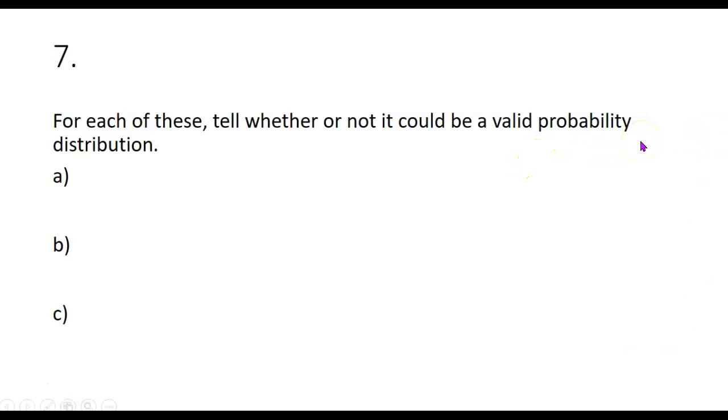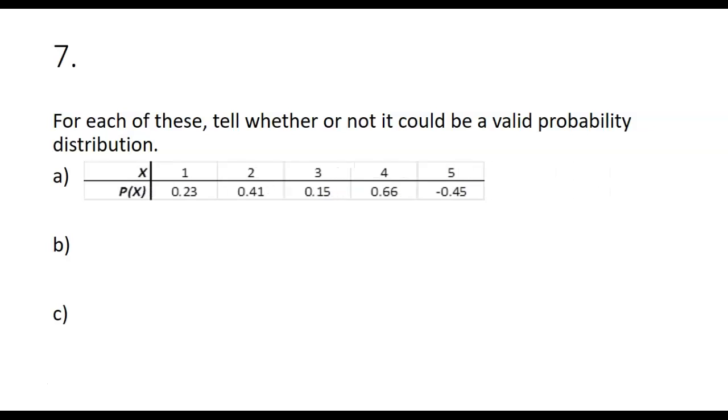Next question. For each of these, tell whether or not it could be a valid probability distribution. So here we've got a list of possible values for our random variable x. According to this, x could be either 1, 2, 3, 4, or 5. And then we've got what the probabilities are for each one. So this would be saying that the probability of x being 1 is 0.23. And the probability of x being 2 is 0.41. The probability of x being 3 is 0.15. The probability of x being 4 is 0.66. And the probability of x being 5 is negative 0.45.